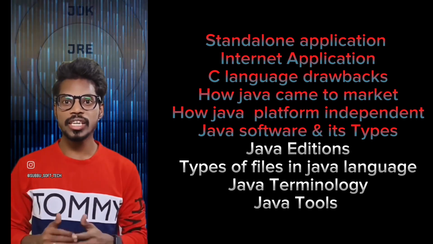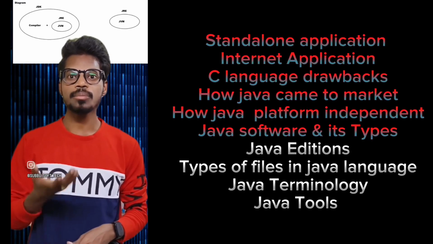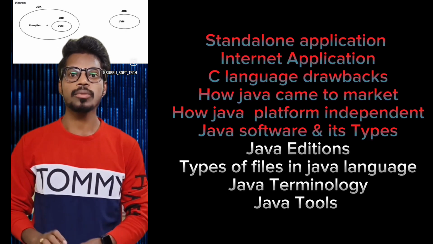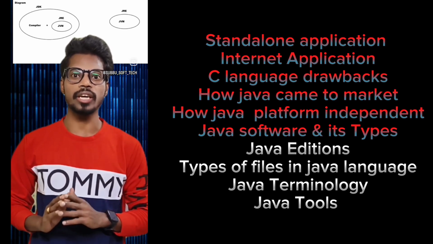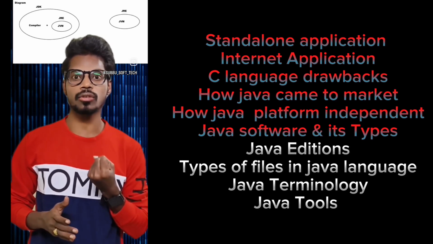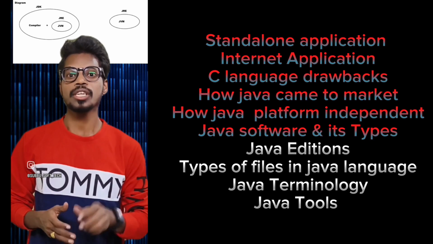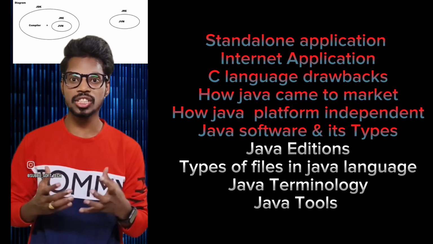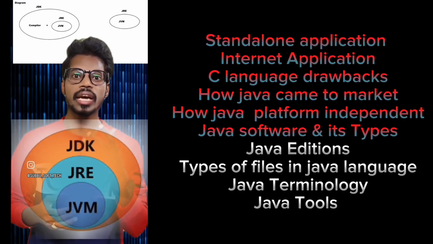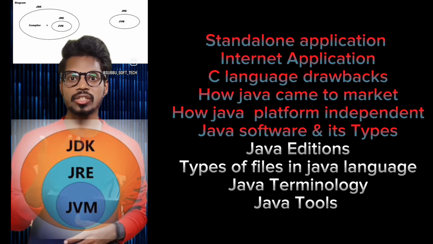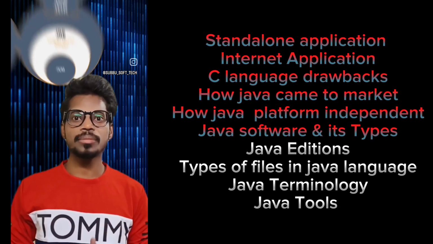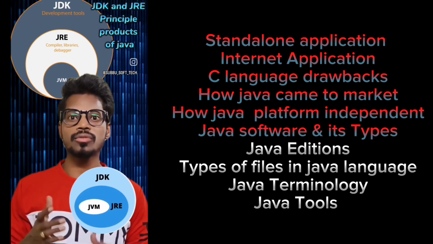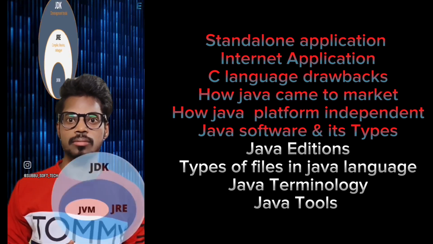When it comes to JDK software, what is available within the JDK? Compiler software is available and JRE software is also available. But within the JRE, only JVM software is available. These are the internal structures of JDK, JRE and JVM. That's why JDK and JRE are the principal products of the Java programming language.